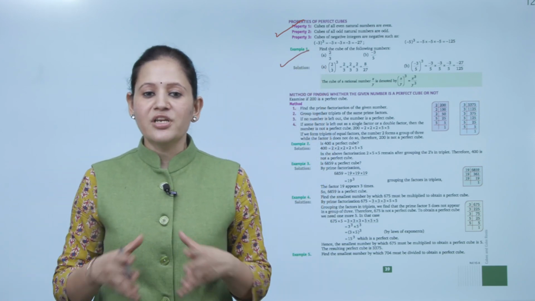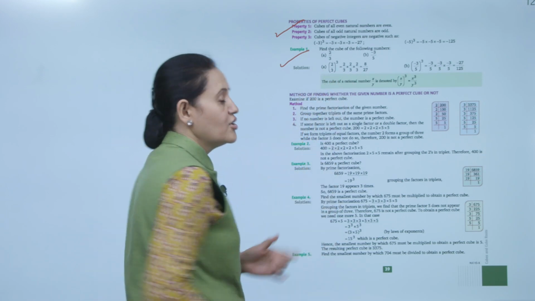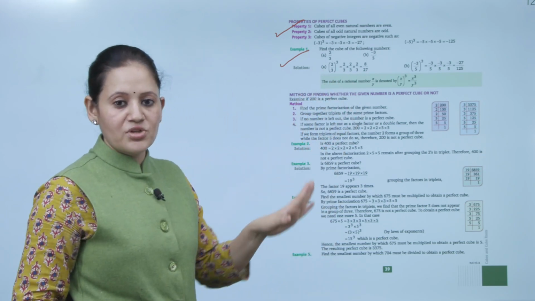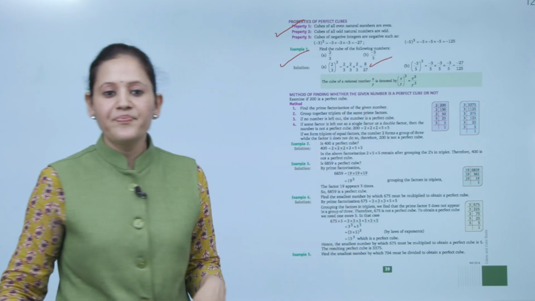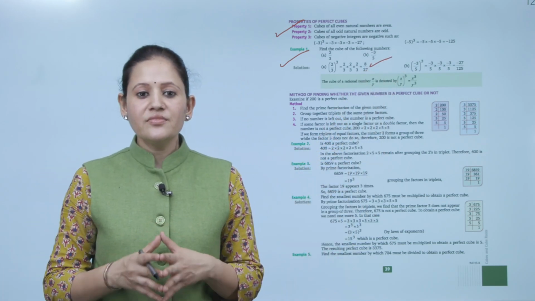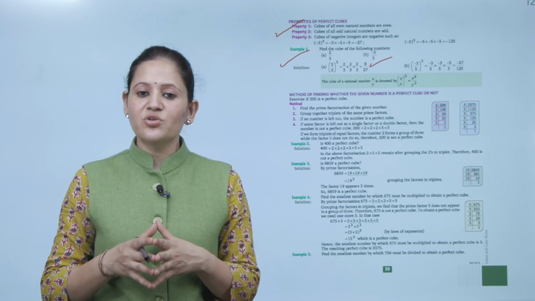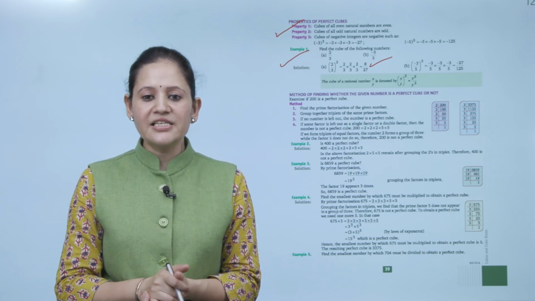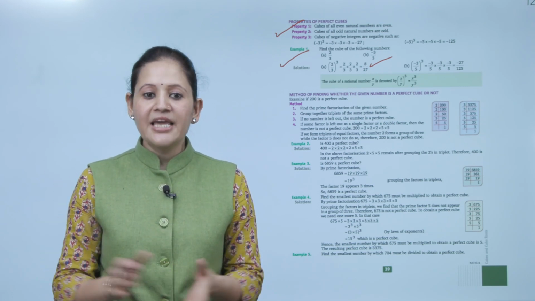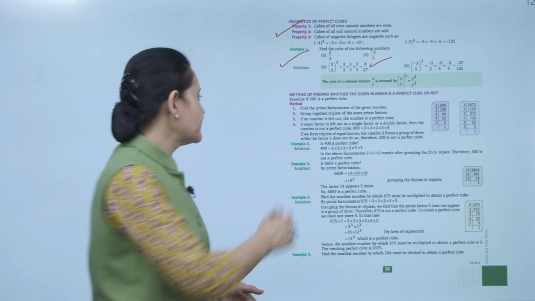Find the cube of the following number, 2 by 3. So cube of 2 by 3 will write 2 into 2 into 2 upon 3 into 3 into 3, that is 8 upon 27. Clear? So the cube of a rational number x upon y is denoted by x upon y whole cube, that is equals to cube of x upon cube of y. Next is method of finding whether the given number is a perfect cube or not.